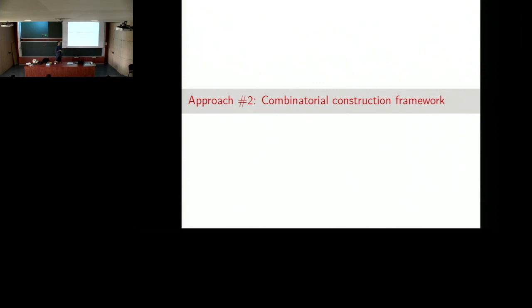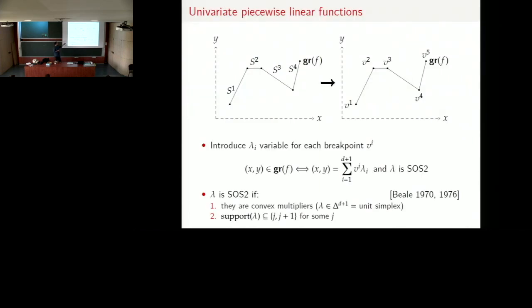But now I want to move to a second way to think about building formulations, a combinatorial framework for actually constructing them in the first place. So let's return to this univariate piecewise linear function here. Remember we have these segments, S1 through S4. And the way I want to build the formulation is in terms of these breakpoints, V1 through V5.